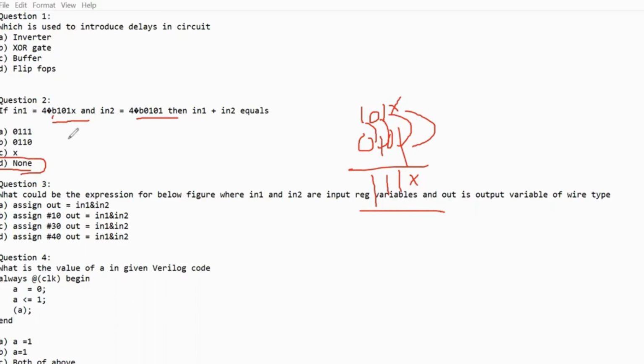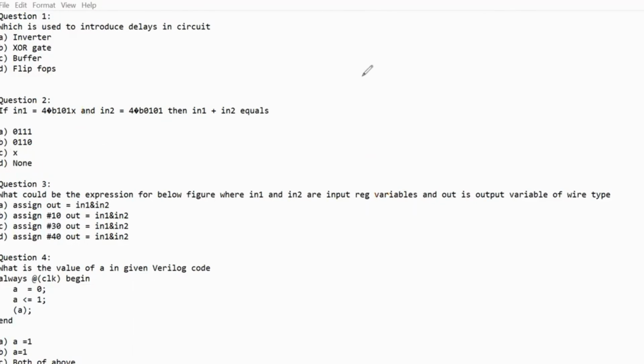None. Suppose you can't tell directly that the whole output is x, because it is performing bitwise, bit by bit. The remaining bits are valid. Did you get the answer? Did you get the idea? Does everyone have any doubts? Okay.